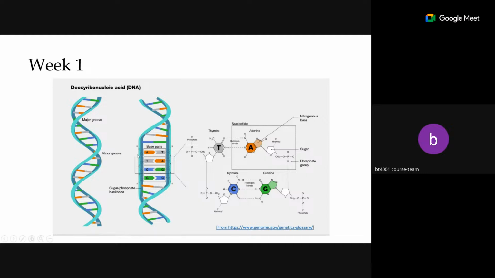So we have a sugar, a phosphate, and then each one of these ATGC compounds. These are called nitrogenous bases because they are made from nitrogen, which is the major element in these compounds. That's why they are called nitrogenous bases, and each of these is called a nucleotide. So this is how a DNA looks.